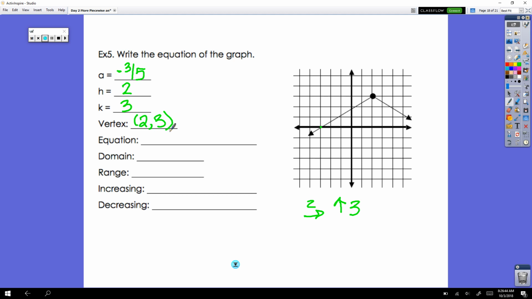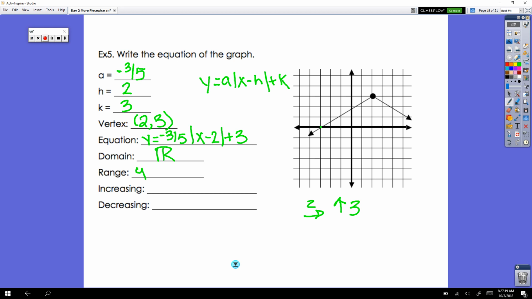So our equation, first of all, our original parent function is y is equal to a absolute value of x minus h plus k. So that's why when we put positive 2 in here, it's x minus 2. So the equation is y is equal to negative 3/5 absolute value of x minus 2 plus 3. And that's our equation. Our domain is all real numbers.